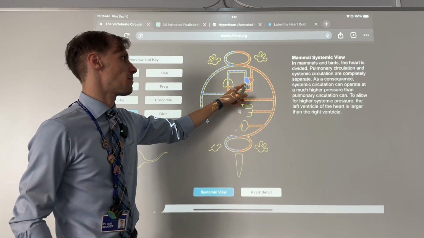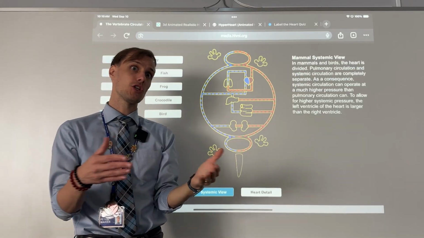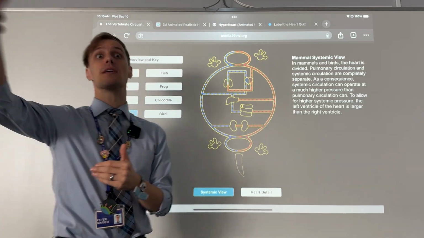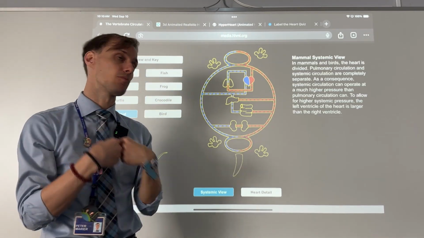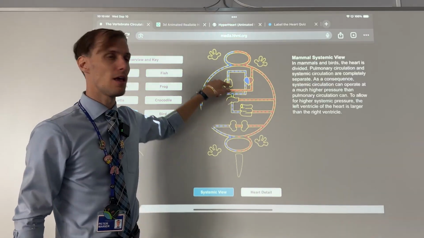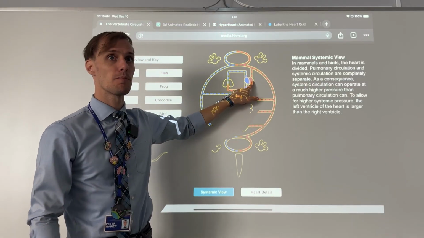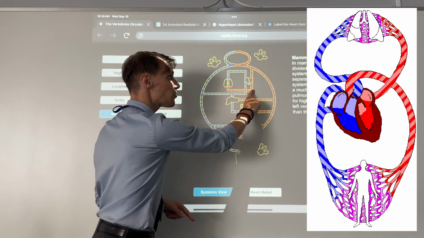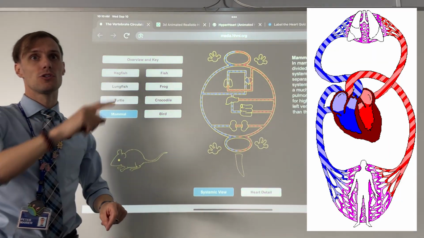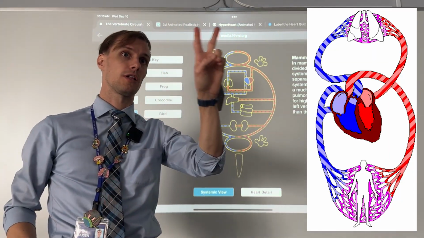Now the deoxygenated blood, again, in the fish, we sent it to the gills to be oxygenated. In mammals, we send that to the lungs to become oxygenated, and then that returns back to the heart. But notice it's returning to the other side of the heart, to then pump that to the rest of the body. So there's actually a double circulation path.